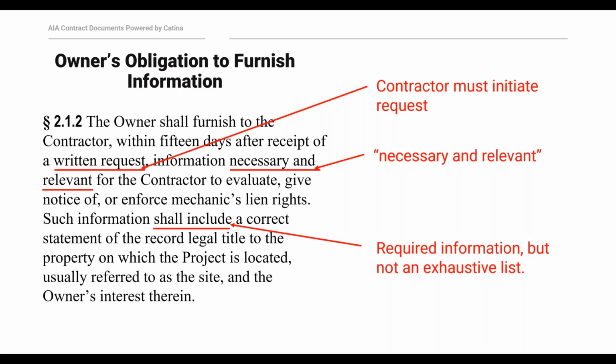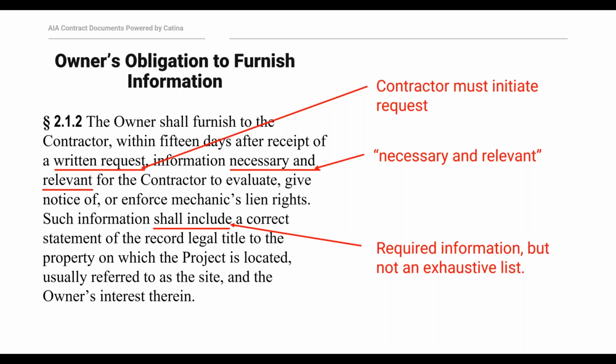Also, another good reason to hire an attorney to help you sort these things out so you don't make a mistake in a notice or in some kind of documentation that could end up jeopardizing your lien rights down the road. The second sentence in this section requires the owner to include a correct statement of the legal title to the property on which the project is located and the owner's interest. So it's important to note that this is not an exhaustive list of all the pieces of information that the owner may have to provide. That first broad sentence requiring information necessary and relevant could require even more, depending on what's going to be required by the contractor in order to actually enforce or to evaluate their mechanics lien rights.